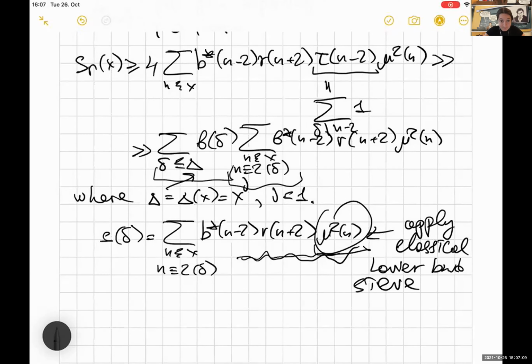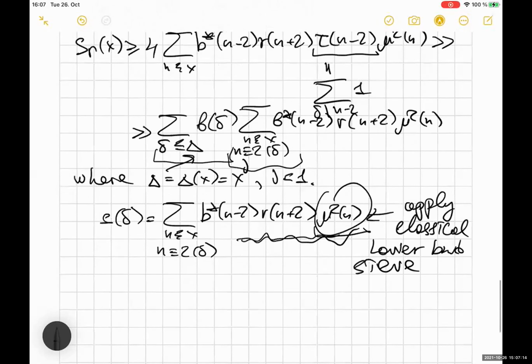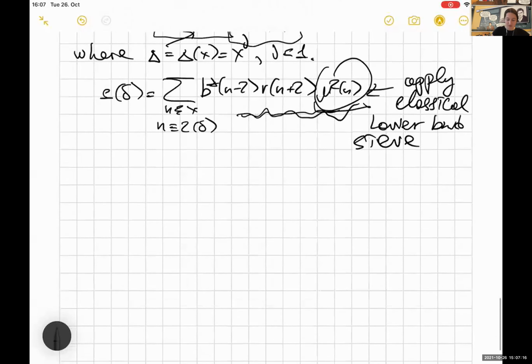Okay, so let me tell you briefly what we are going to have. First of all, this is the sum of S of delta, and S of delta of course can be rewritten.